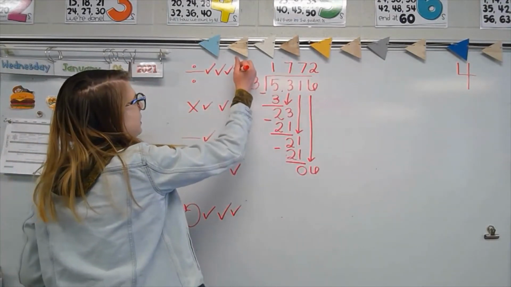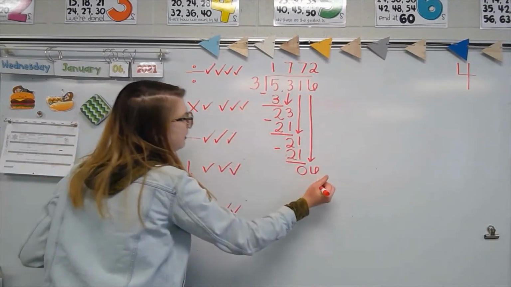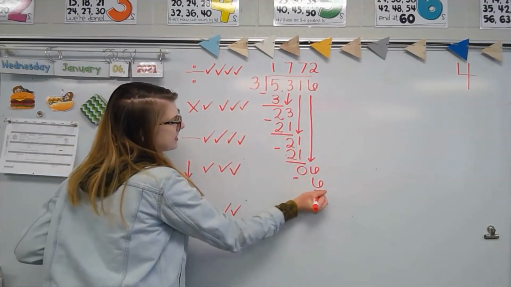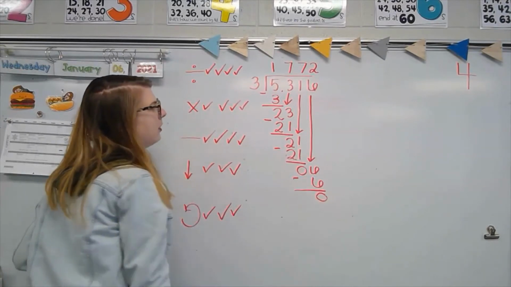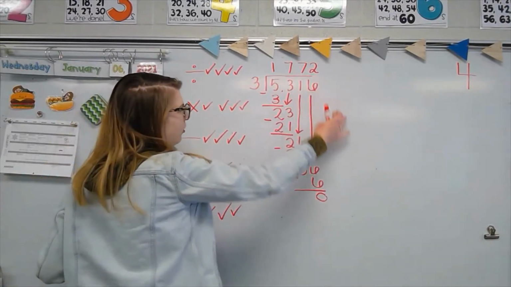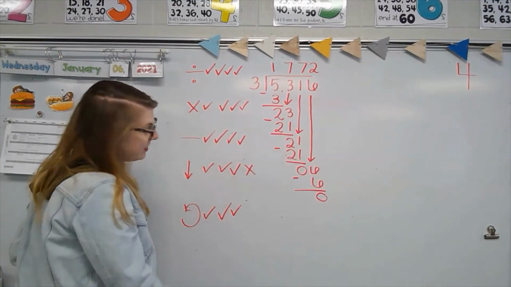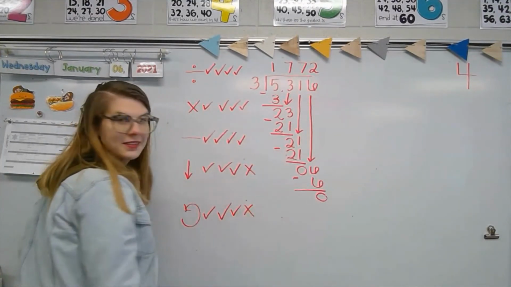2 times 3 equals 6. 6 minus 6 equals 0. And there are no more digits to bring on down. And there are no more digits to bring on back.